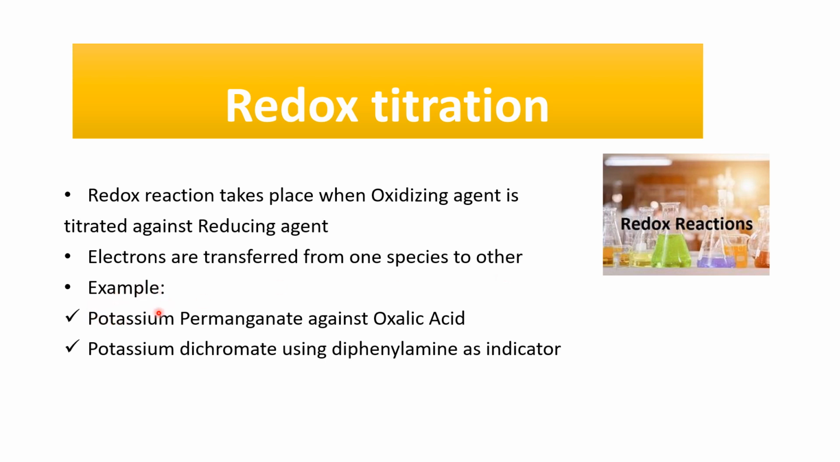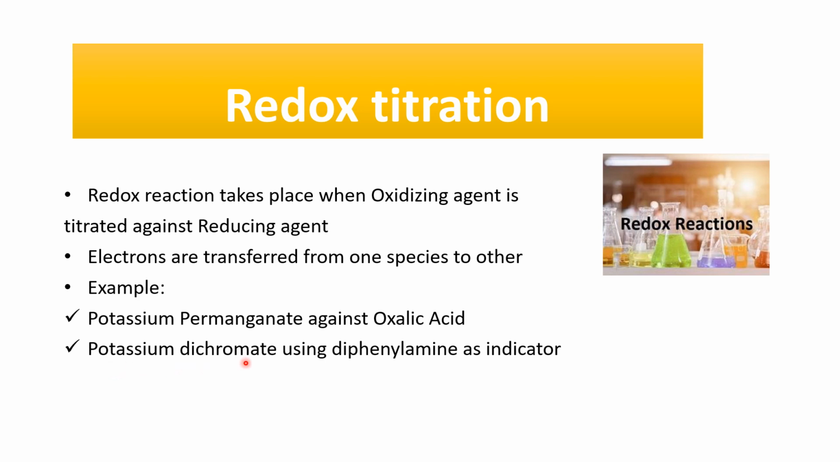The example of redox titration is potassium permanganate titrated against oxalic acid. The indicator used in this first type of titration is self-indicator. Remember, potassium permanganate is a self-indicator. It changes color in acidic medium and basic medium, so you don't need an external indicator. Potassium permanganate is called a self-indicator.